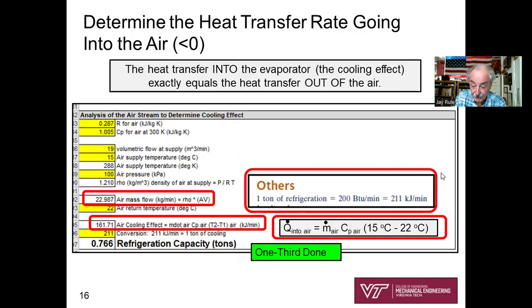My conversion factor, I've got a screenshot of that. Conversion factor, and so that's kilojoules per minute here, 161.71 kilojoules per minute. Got to get my units straight. 211 kilojoules per minute is 1 ton. And so my refrigeration capacity, what's going into the evaporator from the air, is 0.766 tons of cooling. Yay! We're 1/3 of the way done. It's going to go a lot faster from here. We're 1/3 done. 0.766 refrigeration capacity or cooling capacity. That's the cooling effect.